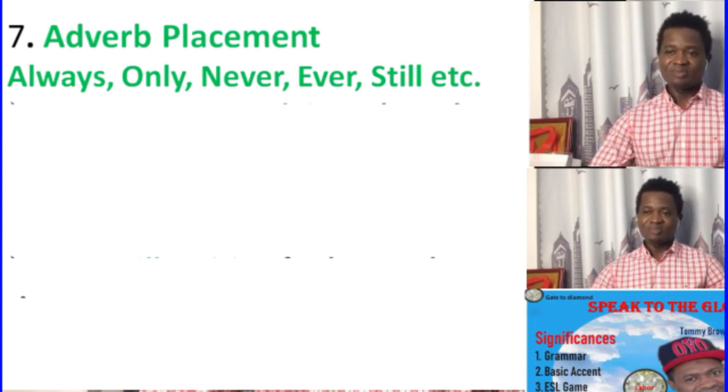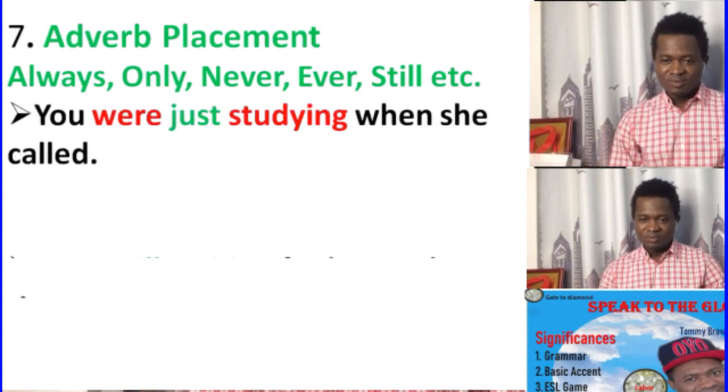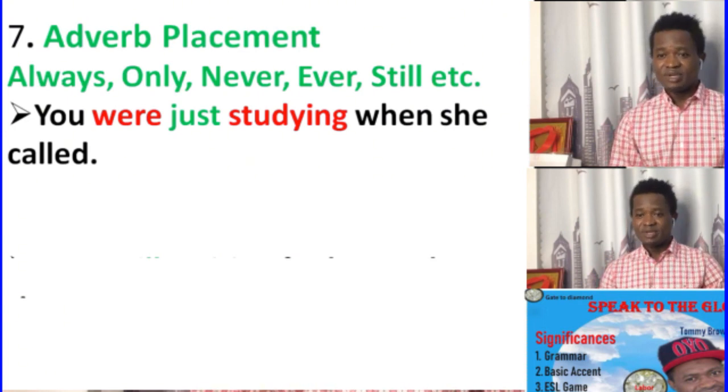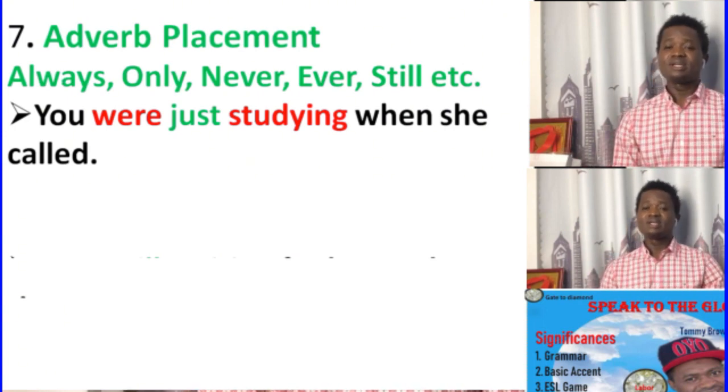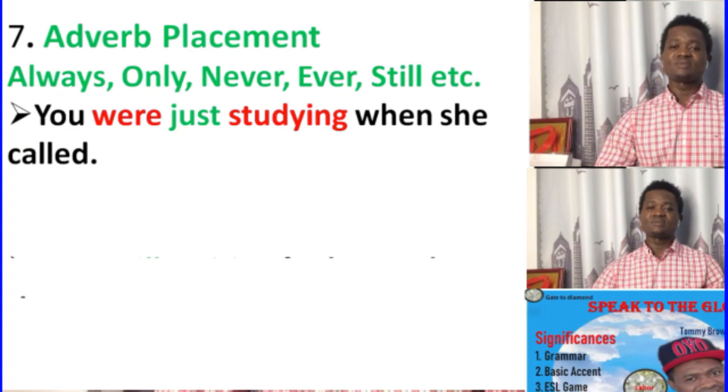Okay, let's see an example here. You were just studying when she called. So you've got to see here the signal word just is between the auxiliary verb were and the main verb studying. Alright? So you were just studying when she called. Okay, let's go to the next one.